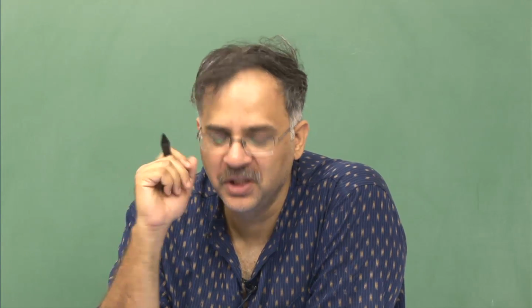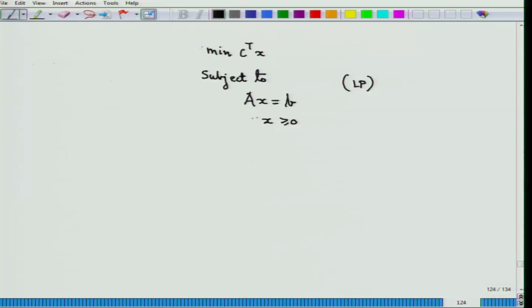So, let us again indulge ourselves in the pleasures of linear programming. Here is the problem that we are going to study: minimize c transpose x subject to Ax = b, x ≥ 0. I will just list down everything, where c is in R^n, n could be anything, it could be 2, 3, 4, 5, it does not matter.